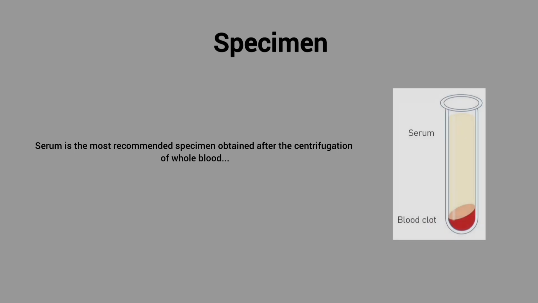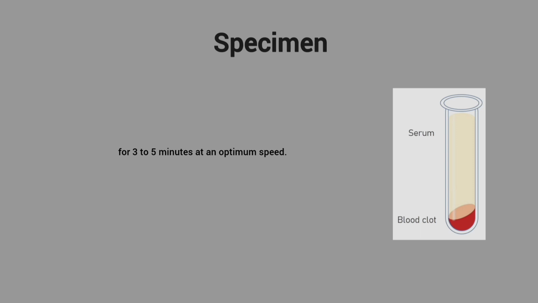If we talk about the specimen required for the renal function test, serum is the most recommended specimen, obtained after the centrifugation of whole blood for 3 to 5 minutes at an optimum speed. Principle and procedures. Urea. Principle.